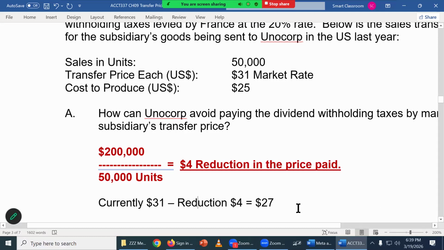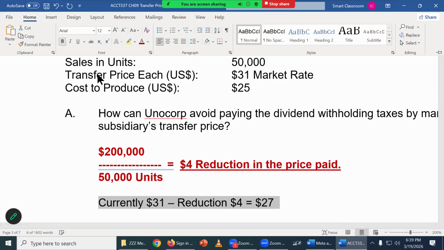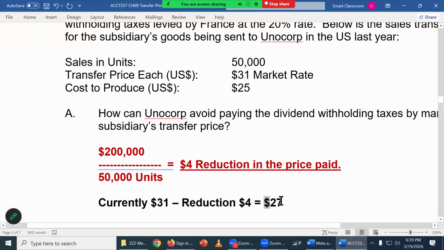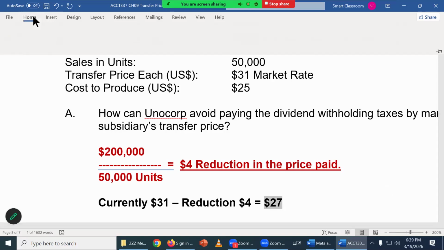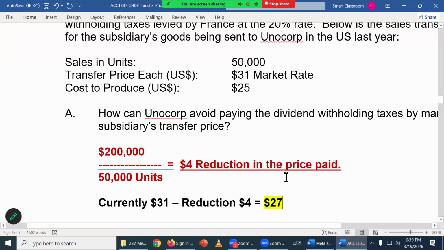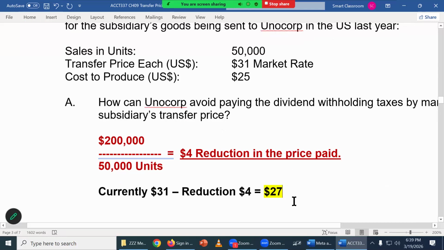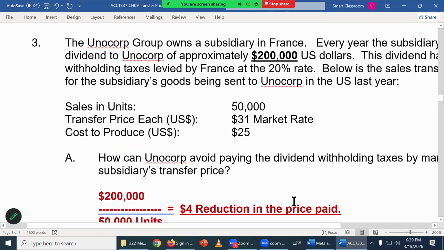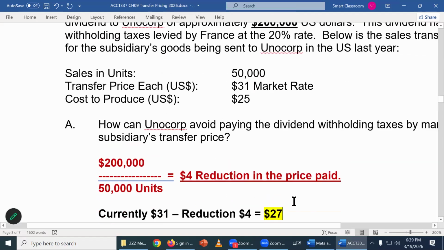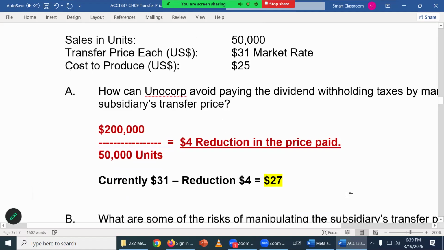Write that down. This would be the price that we would set. Now notice what happens: we actually reduce the amount of what we're going to pay them by 200,000. So we got our 200,000, and there is no 20% dividends tax. So we're pretty smart.